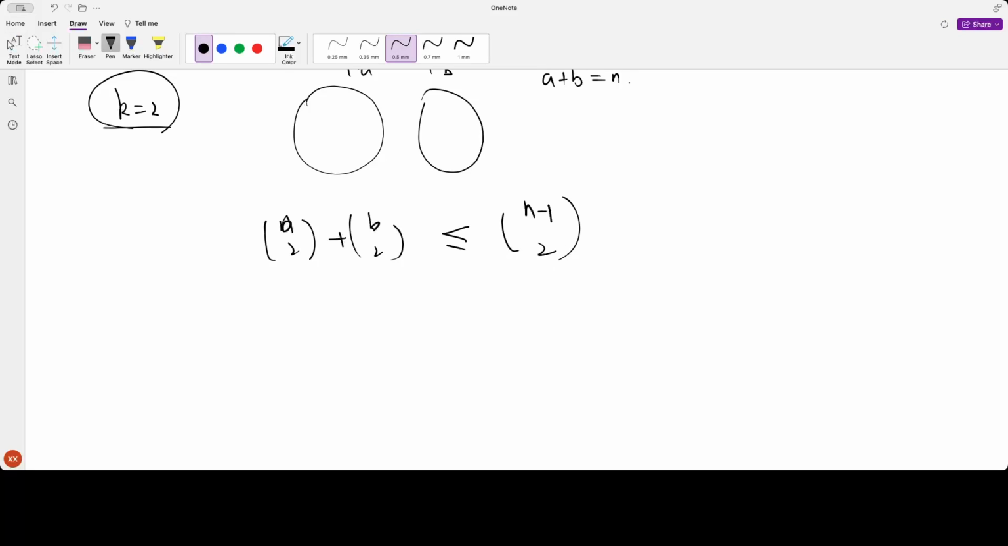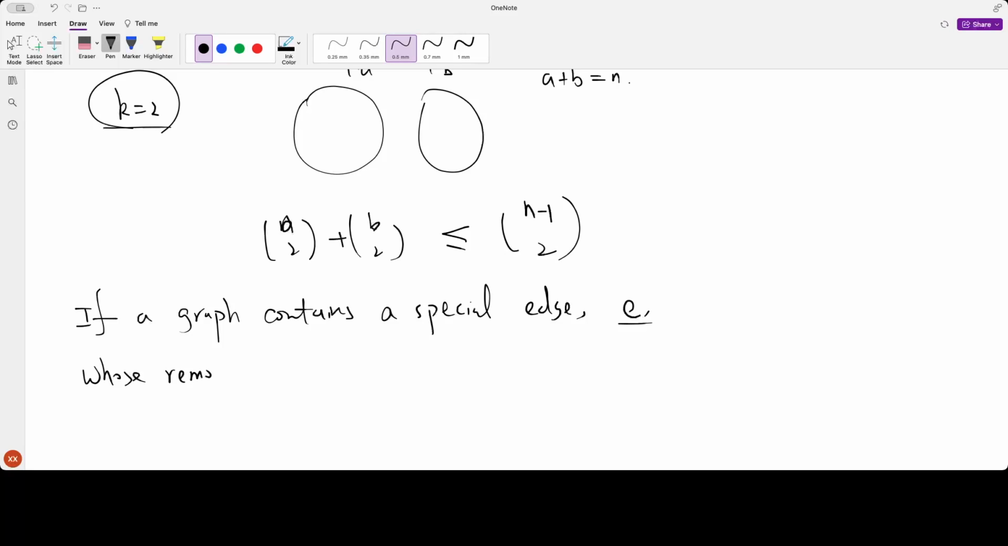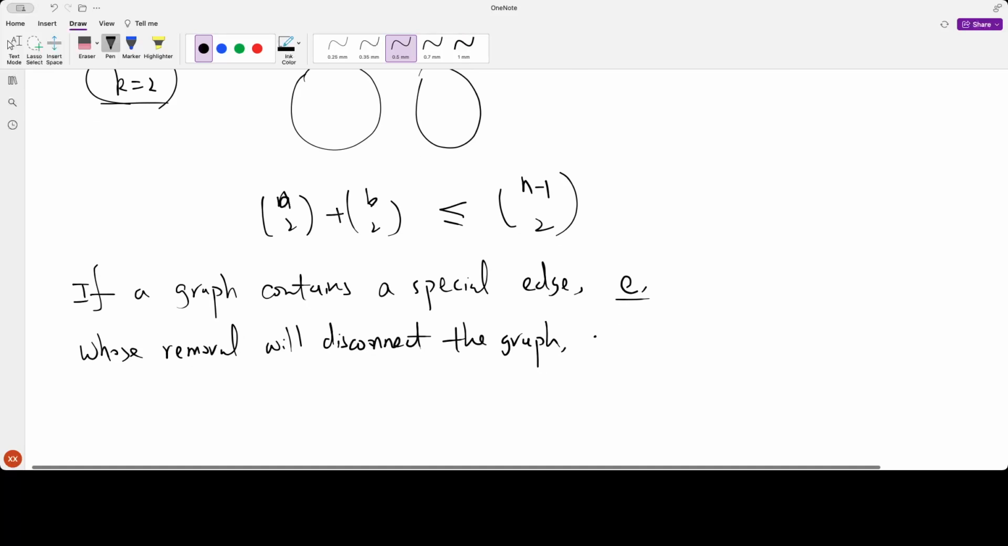So let me continue with the theory. If a graph contains a special edge, say E, whose removal will disconnect the graph, then we call E a cut edge.